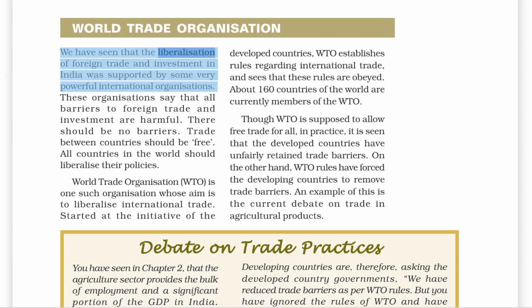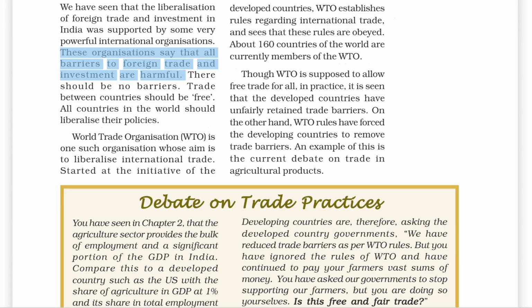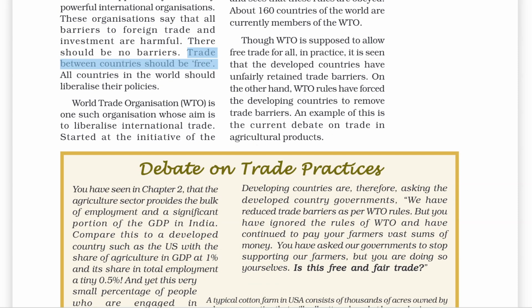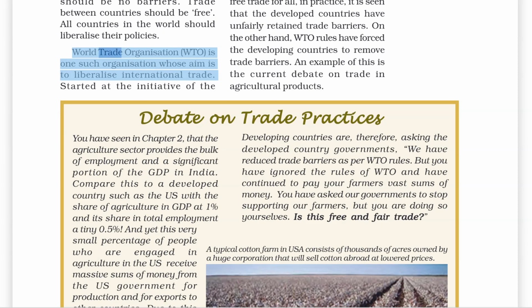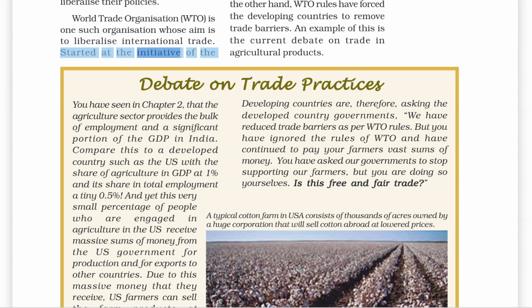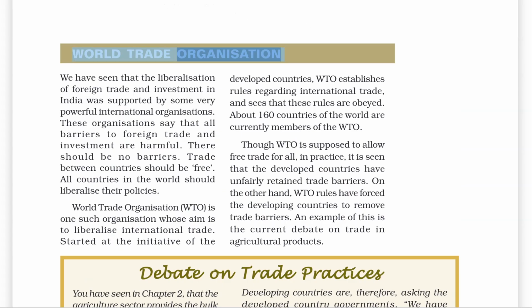We have seen that the liberalization of foreign trade and investment in India was supported by some very powerful international organizations. These organizations say that all barriers to foreign trade and investment are harmful. There should be no barriers. Trade between countries should be free. All countries in the world should liberalize their policies. World Trade Organization, WTO, is one such organization whose aim is to liberalize international trade.